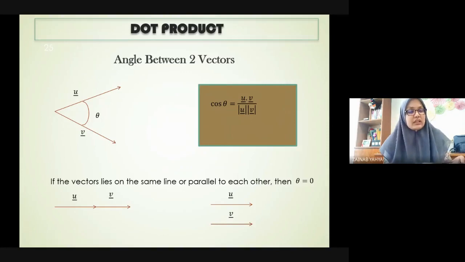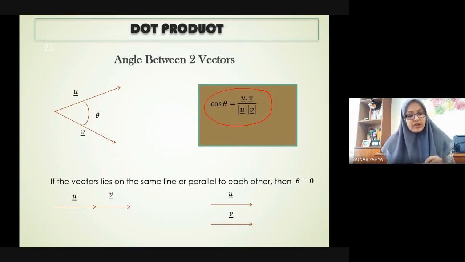When you learn dot product, we can find the angle between two vectors. The angle between two vectors can be found using this formula. Cos theta equals u dot v divided by the magnitude of u times the magnitude of v. So if the vectors lie on the same parallel line, or are parallel to each other, then theta equals 0. It's logical: if they are parallel to each other, how can you find the angle between them? It must be 0. They will never intersect each other.